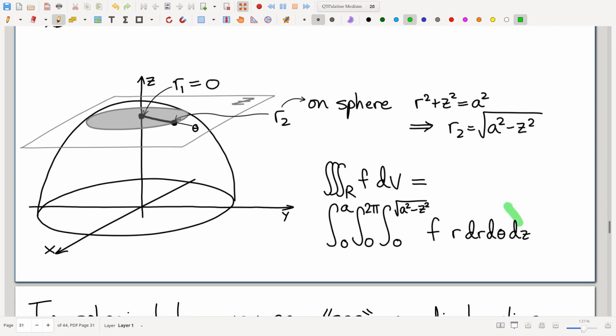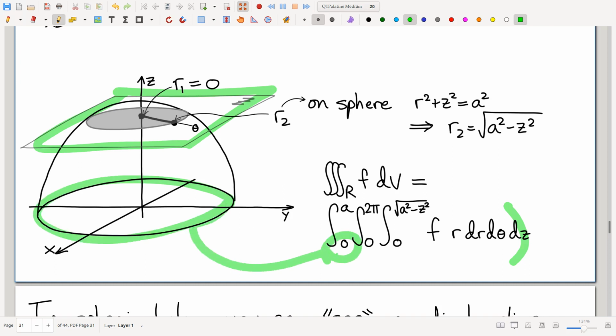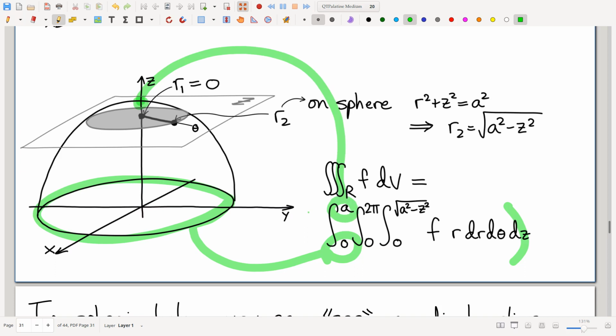Let's look at our z bounds. Well, z slices all kind of look like this. The first one is down here where I'm going to say it's pretty clear that z is equal to 0. The last of those slices is up there at sort of the North Pole where z is a. Yeah? Okay.